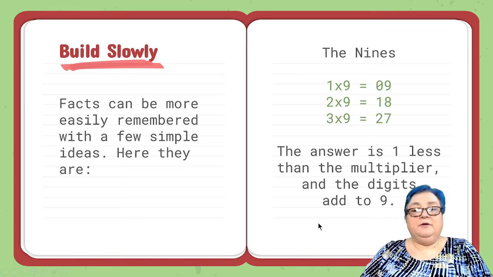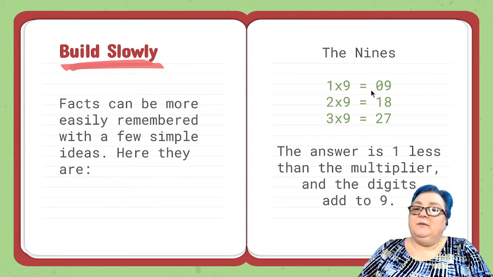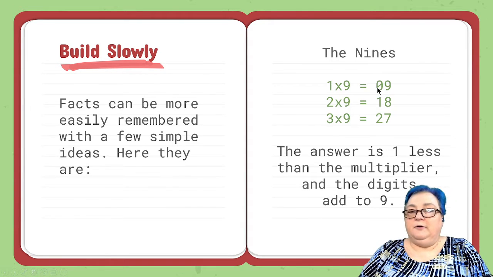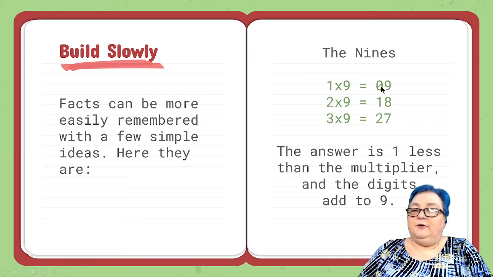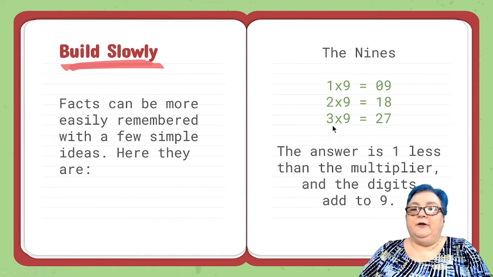The 9s follow a pattern. 1 times 9 is 9. You notice I put a 0 in front. There's a reason for that. 2 times 9 is 18. 3 times 9 is 27. The tens value of the answer is always 1 less than the multiplier. So 3 minus 1 is 2. When I think of 3 times 9, the first digit is going to be a 2.